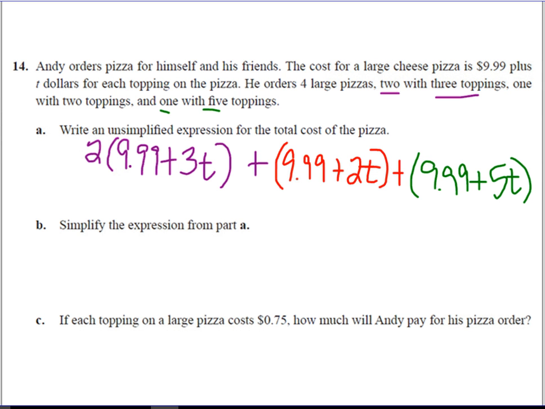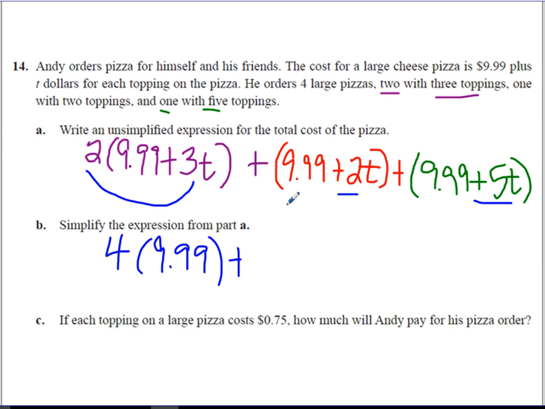So we need to simplify the expression. So let's look at the whole picture here. We have 4 pizzas. Each pizza costs $9.99. And then we're adding to it all the toppings. We have 2 pizzas with 3 toppings each. So that's 6 total toppings, then 7, 8, and then 5 more is 13. So we're adding 13 total toppings to our pizza.